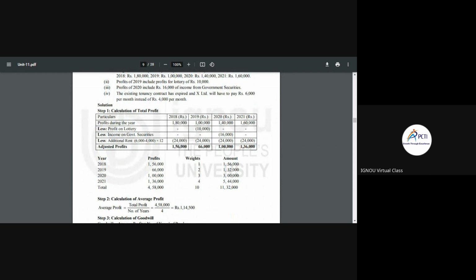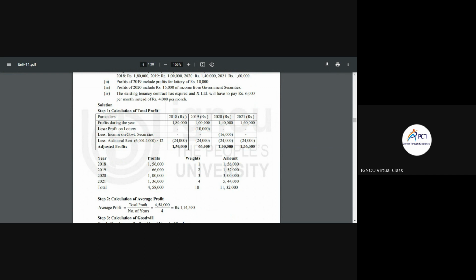Then we have a profit of 2019 which includes profit from lottery. Then we have profit of 2020 which includes 16,000 of income from government securities. Then the existing tenancy contract has expired and X Limited will have to pay rupees 6,000 per month instead of rupees 4,000 per month.